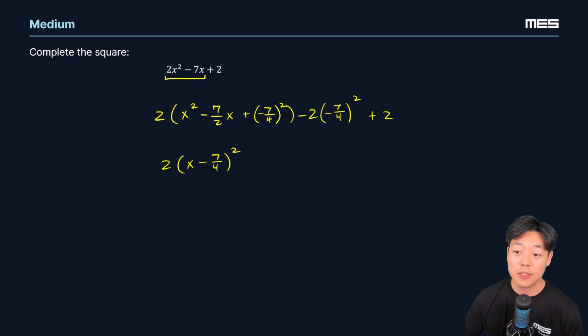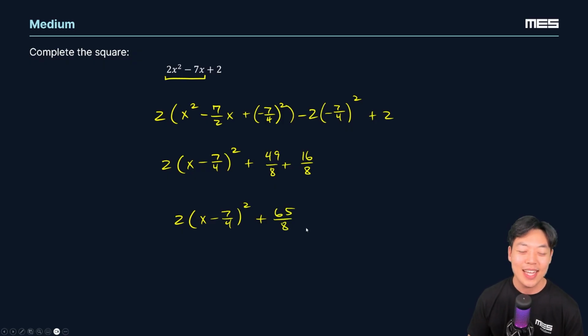7 fourths squared is 49 over 16, times a 2 will be 49 over 8. And I can add that. 49 over 8, 2 is 16 over 8. So in total, we have this vertex form, 65 over 8, just like this. And completing the square is actually how we derive the quadratic formula as well.